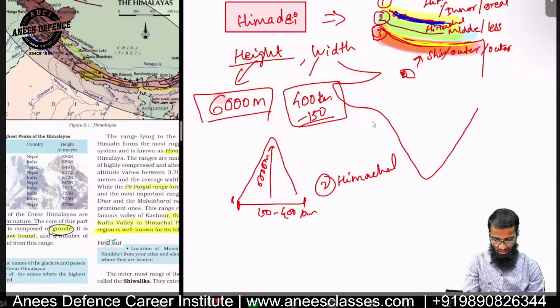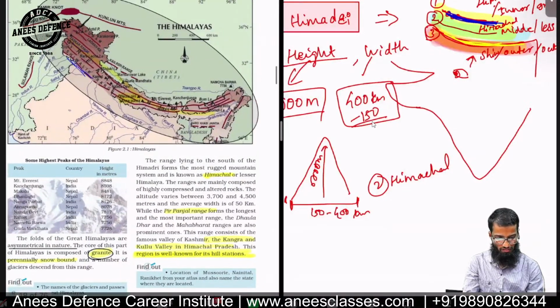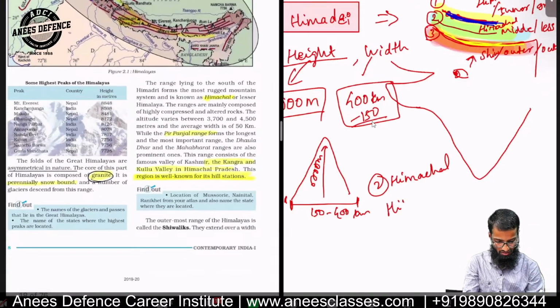The Himachal covers the area in between the Shivalik and the inner ranges, or the great ranges, the Himadri. So Himachal lies between the Himadri and Shivalik. So you have hill stations. The question can be asked, the hill stations are located in which ranges of the Himalayas? So in Himachal, you have various hill ranges or stations, and you have Kangra Valley, Kulu Valley, etc.